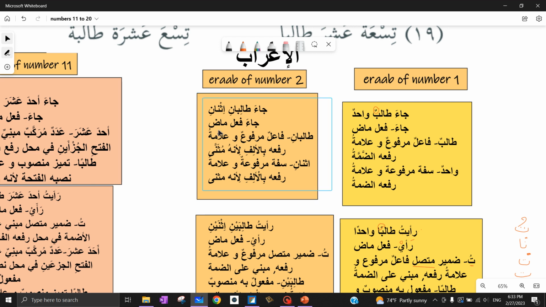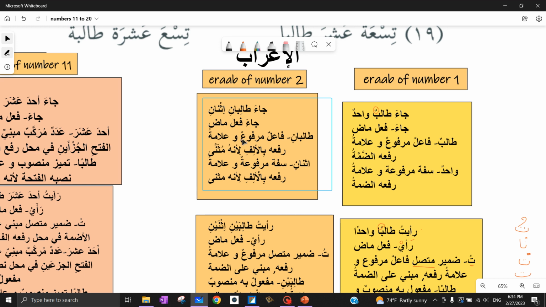Fail, Madi, and Taliban is fa'ilun. After fail comes the fa'il. Now, how will you do the Arab in Muthanna case? Fa'ilun marfu'un. We know it is in marfu case. How? What is the sign? The presence of alif. And here also the noon is extra. In Arabic we say noon zaida.